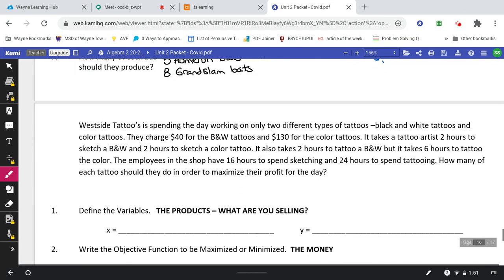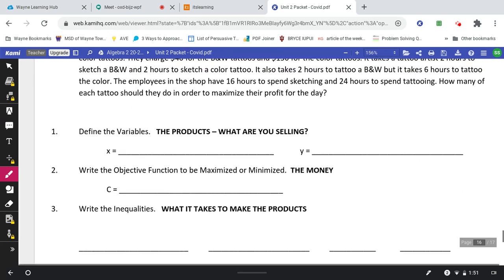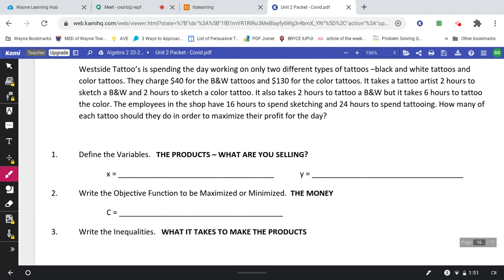All right, next problem. Very similar setup. So if I was you, I would pause the video and see if you can set up at least parts 1, 2, and 3. If you don't feel confident with that, that's okay. You can just keep watching.